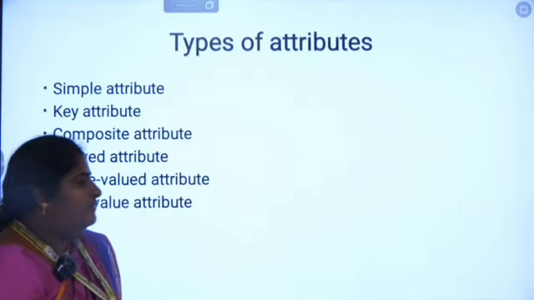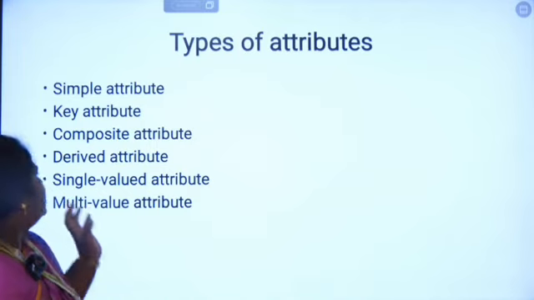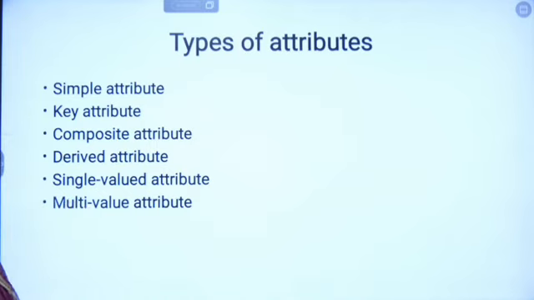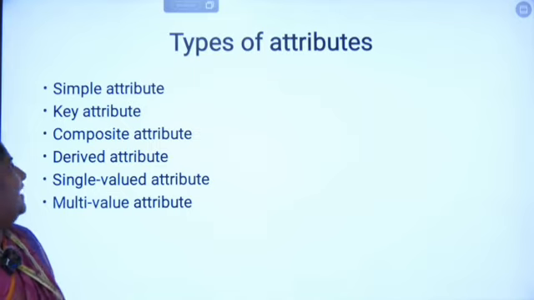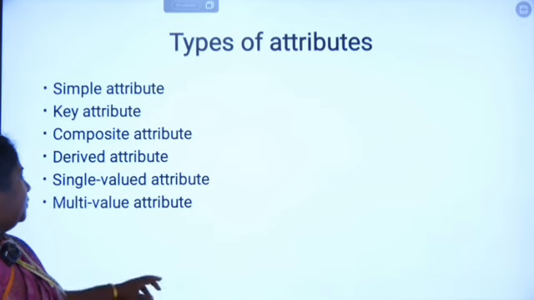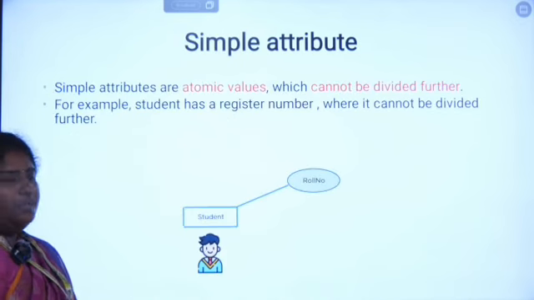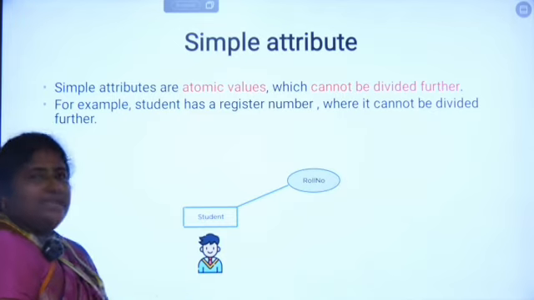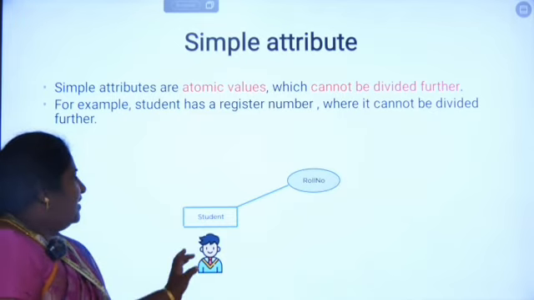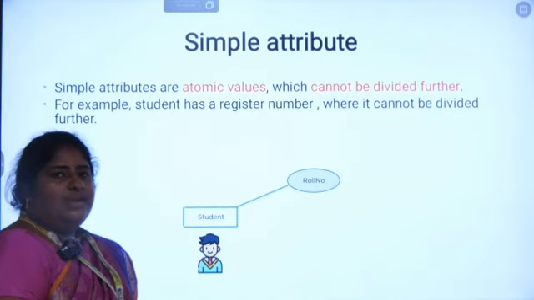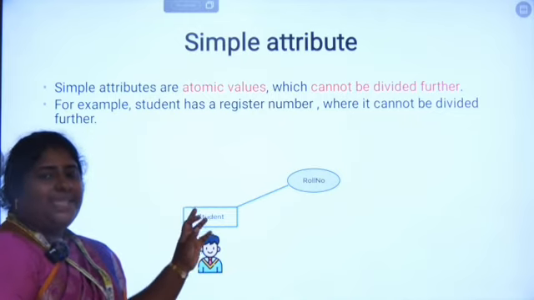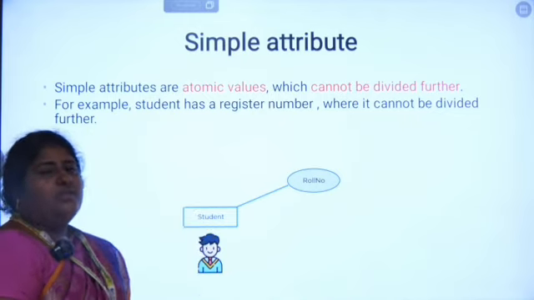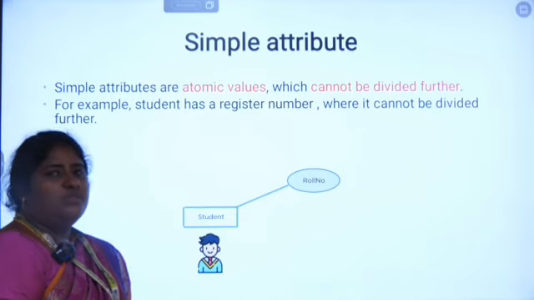There are different types of attributes: simple attribute, key attribute, composite attribute, derived attribute, single valued attribute and multi-valued attribute. These are all the types of attribute we have. A simple attribute means it has an atomic value which cannot be further subdivided. For example, when we consider the student to be an entity, it consists of a roll number. Roll number is an attribute which cannot be further subdivided, which is equivalent to the register number we use with the student.